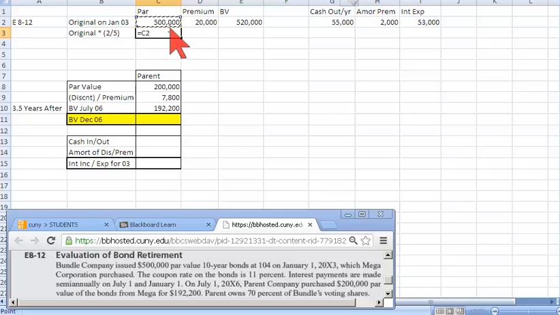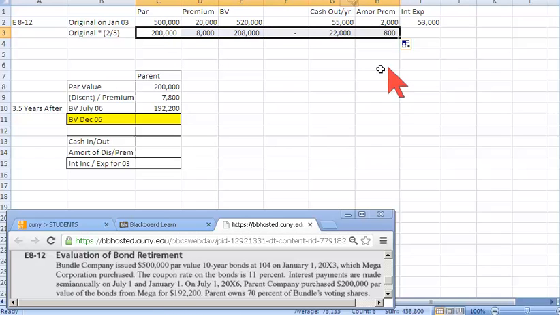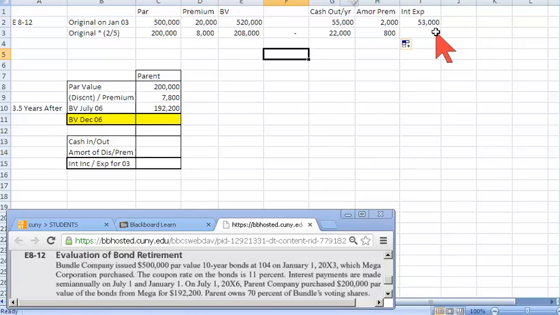Times 2 over 5, and we take it all the way till here. Now we need to figure this out separately. We can't just multiply it by 2/5 because it won't work. So we need to figure out interest expense again for 2/5 of the amount, which is again the cash minus the premium that's amortized.